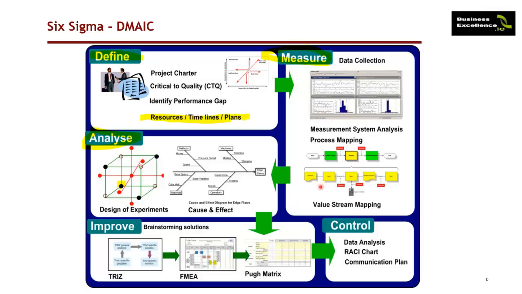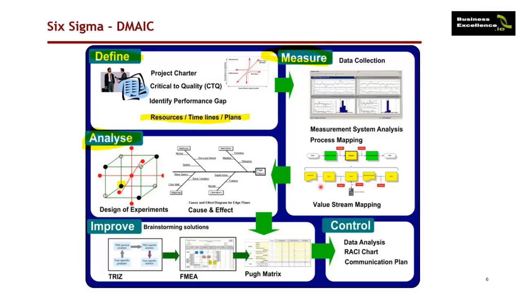The next part of the process is to analyze and understand the root cause. Here we use a concept called cause and effect, and in some cases we may have to design some experiments to verify that we have actually found the actual root cause. The next step is the improvement step, where we come up with solutions.